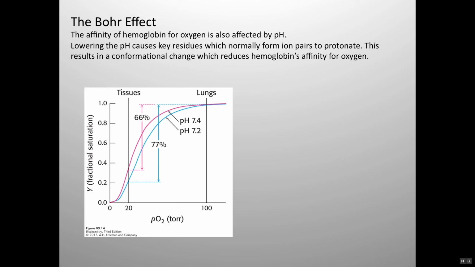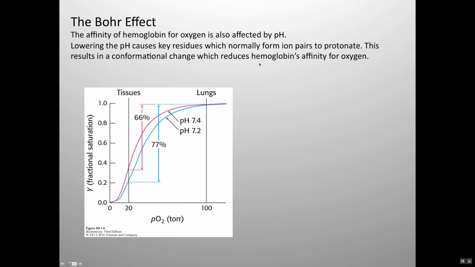Now, another thing we want to talk about is the effect of pH on the affinity of hemoglobin for oxygen, and this is called the Bohr effect. If you lower the pH, this causes key residues which normally form ion pairs to protonate. This results in a conformational change which reduces hemoglobin's affinity for oxygen.